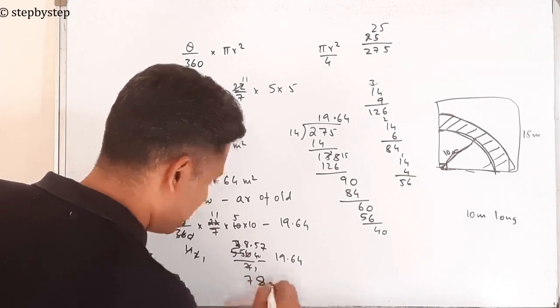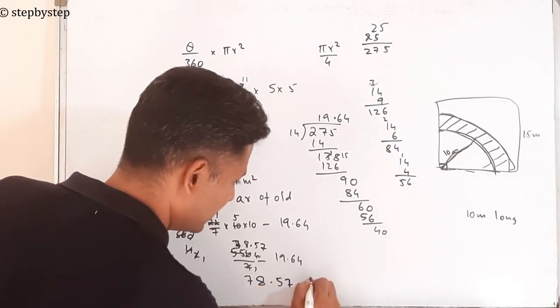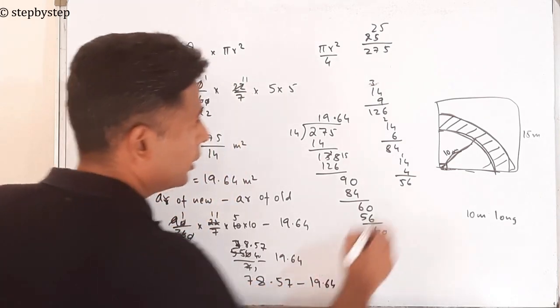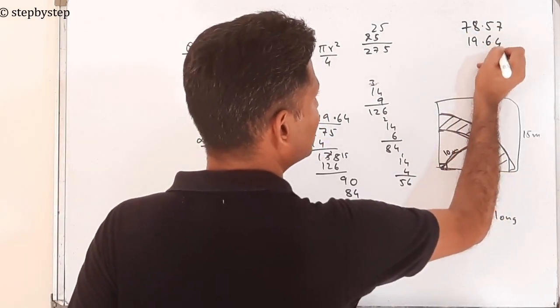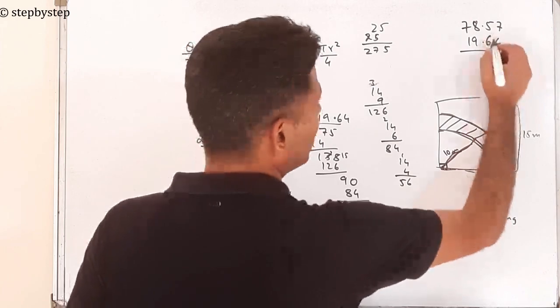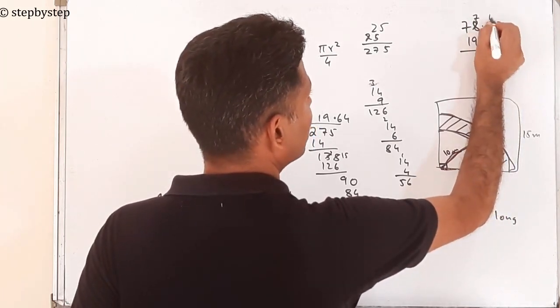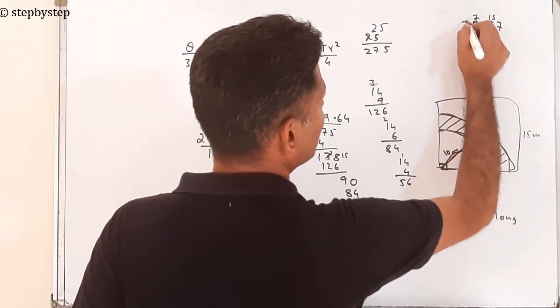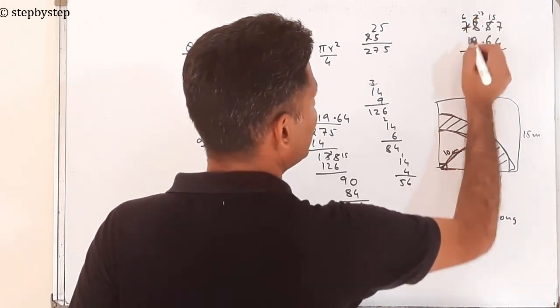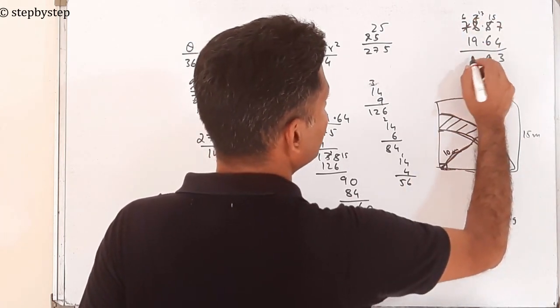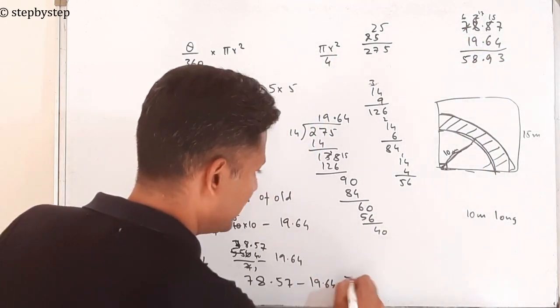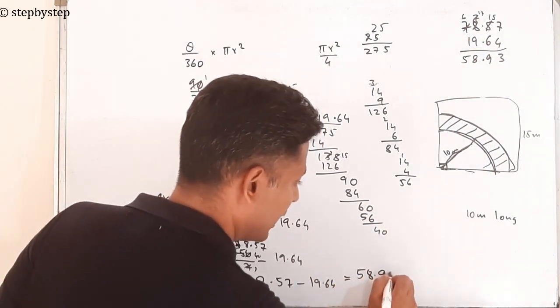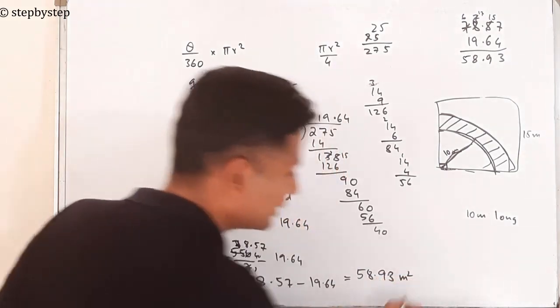So we get 78.57 minus 19.64. So 7 minus 4, 3. This will become 7, this will become 15. 15 minus 6, 9. Now this will become 6. This will become 17. 17 minus 9 is 8. And 6 minus 1 is 5. So the answer is 58.93 meter square.